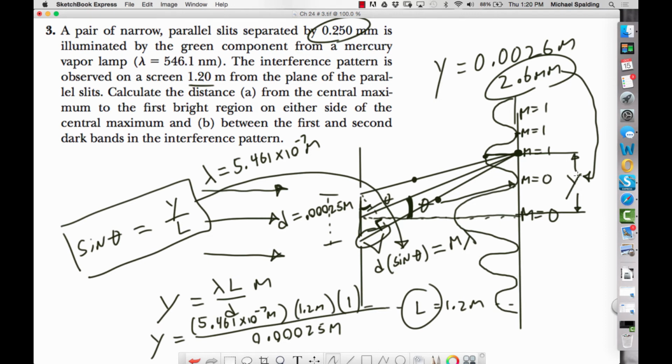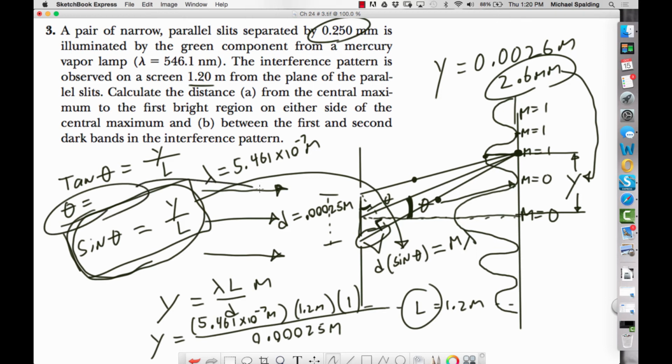What if you just found the hypotenuse? Then you need y to begin with, right? There are problems I've come across where you don't want to use this small angle approximation. What you would do is just say tangent theta equals y over L. That'd be the better bet. It takes a little more time, but you solve this for theta, figure out what theta is, and then plug that back in over here. You could just do it that way if the angle's larger than 10 degrees.